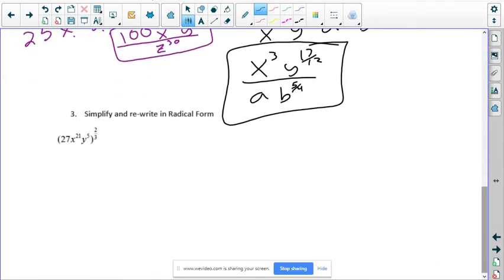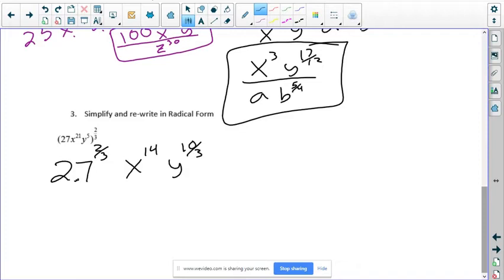We're going to simplify and rewrite in radical form. Often working with exponents is pretty helpful to us, so we're going to keep it in that form as long as we can. We have 27 to the 2/3 power, x to the 21st to the 2/3 power, which we can multiply. 21 times 2/3 is divided by 3 and then multiplied by 2, so that's 14. And then y to the 10/3, because that's the 5 times 2/3, power to a power.